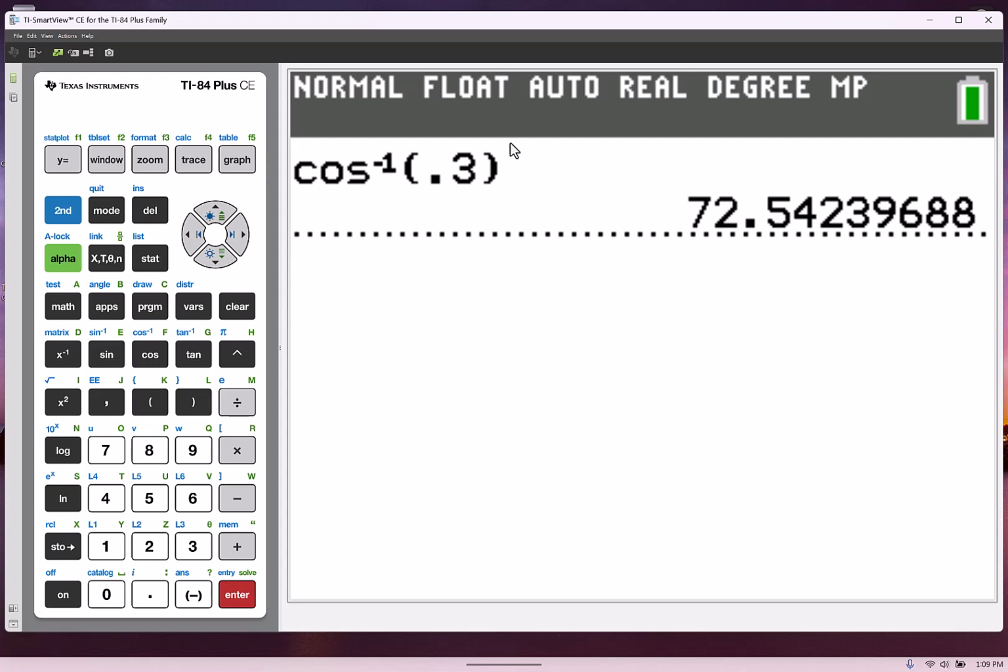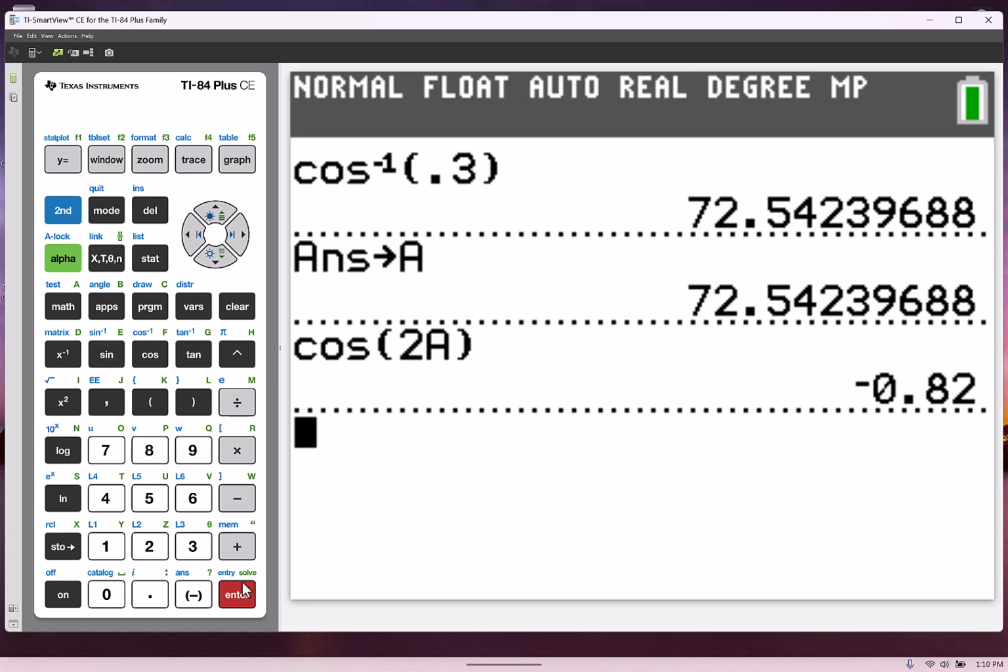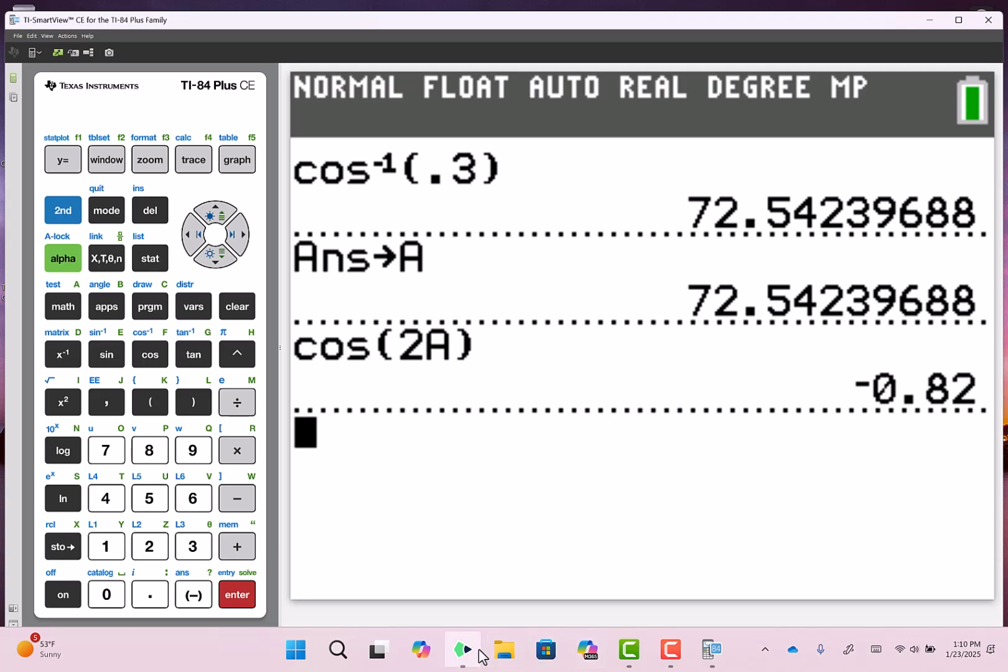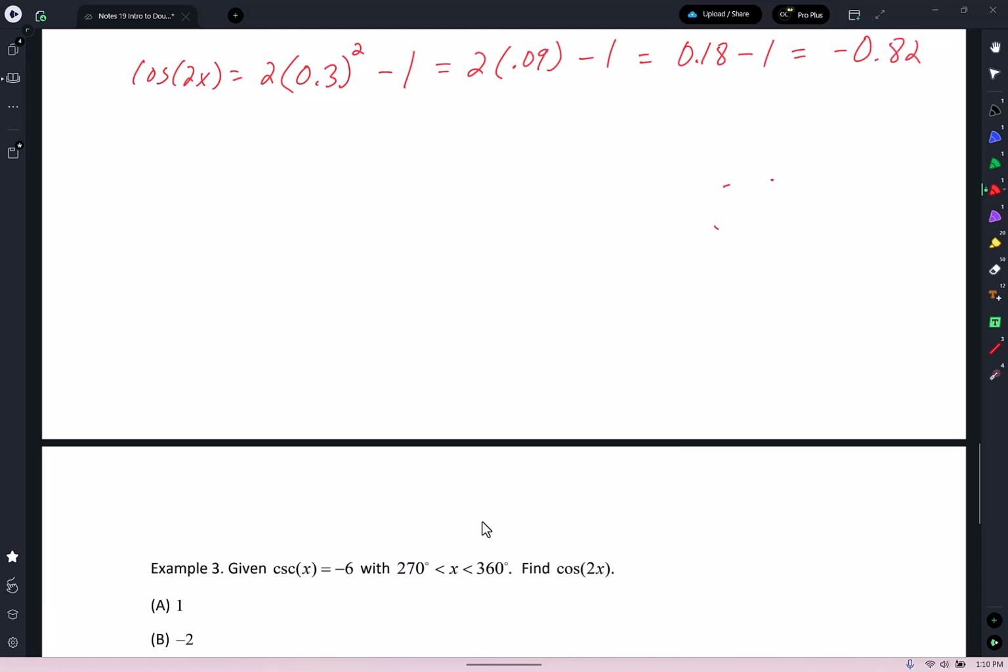So here's what I'm going to do. I'm going to store this to A. Are we still cool, guys? Look, cosine of 2 alpha A. Do you think that's going to give me that negative 0.82? Isn't that cool? Oh, you guys aren't impressed? I think this is so cool, guys. Okay, I'll stop. Is it cool? Okay, it's cool. Yay! I wish I had pyrotechnics.